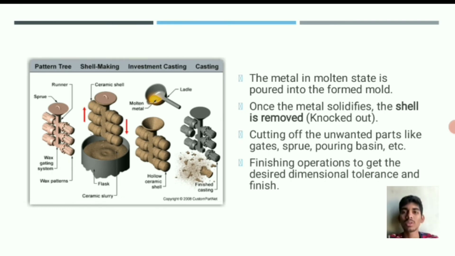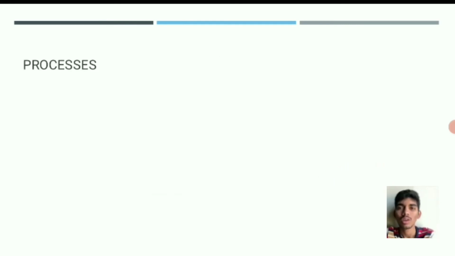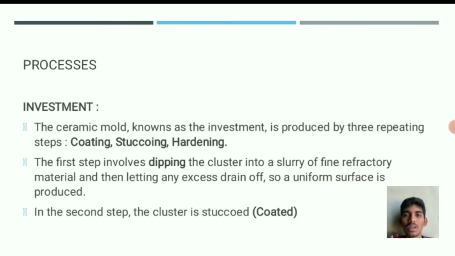Then we pour the molten metal into the formed shell. After some time, the molten metal gets solidified, and after solidification we break the shell down. Then we can get the desired components with high accuracy. Now let us discuss the processes we are going to face in investment casting.